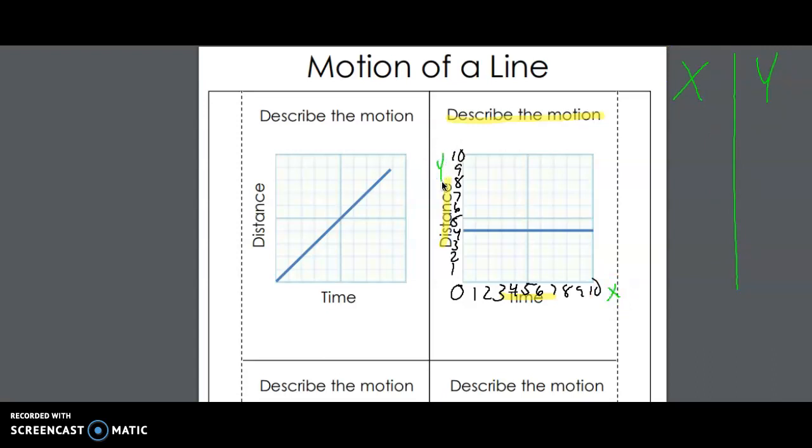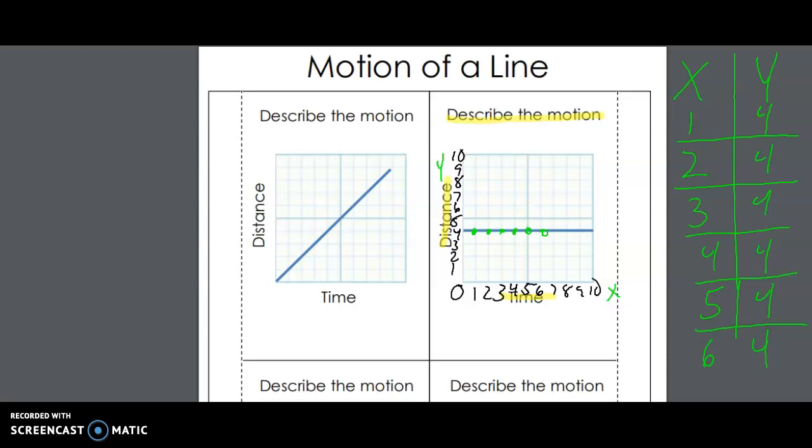So let's look at 1. Where's it at? 4. Okay, so 1, 4. If I look at 2, I'm at 2, 4. If I look at 3, it's 3, 4, and 4, 4, and 5, 4. And I look all the way across. I'll stop at 6, but it stays at 4 the entire time.